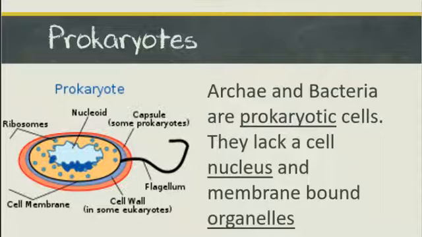Okay, so when we talk about prokaryotes, remember there's two different kinds of cells, eukaryotes and prokaryotes. Archaea and bacteria are the prokaryotes. Okay, so archaea and bacteria are prokaryotic cells. And what that means is they do not have a nucleus. In fact, sometimes when students ask me how to define a prokaryote and you say it doesn't have a nucleus, that's enough for me. I'll accept that.